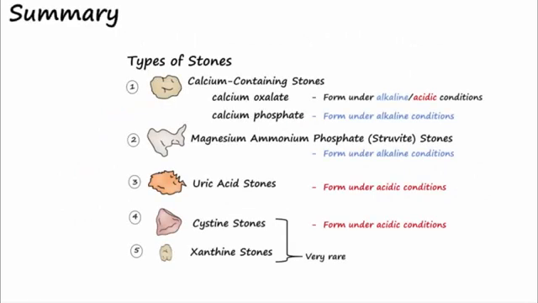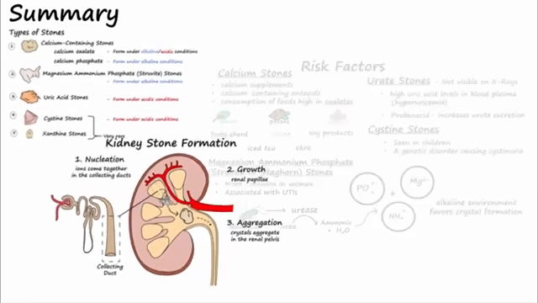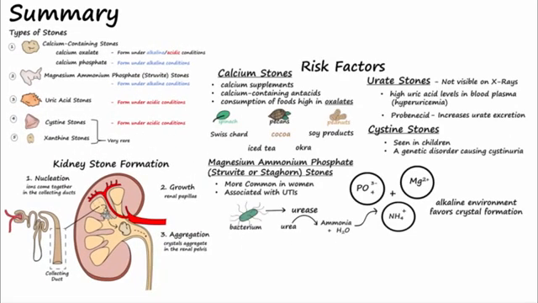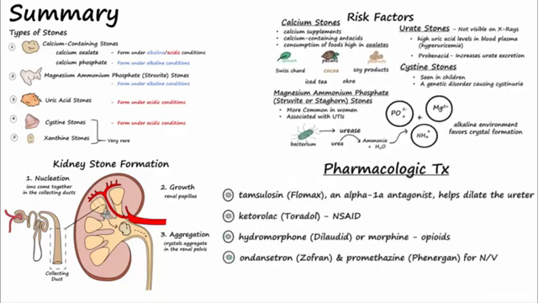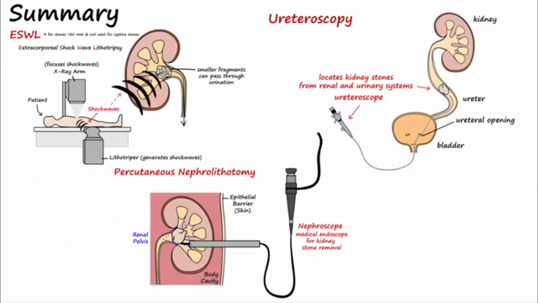In summary, several types of kidney stones exist. Calcium-containing are the most prevalent. Three major steps in stone formation include nucleation, growth, and aggregation. There are many risk factors for stone formation, including elevated calcium and oxalates in the urine. Pharmacologic treatment includes medications for pain and nausea and vomiting, and meds which help the stone pass. Other treatments include shockwave lithotripsy, ureteroscopy, and percutaneous nephrolithotomy.